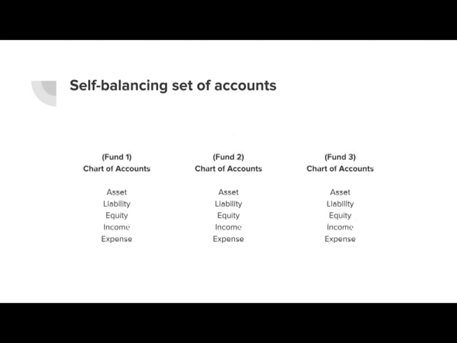With a fund accounting system, what you're looking at is each fund now has its own chart of accounts. So you have Fund 1's assets, liabilities, equity, income, and expense. Fund 2's asset, liability, equity, income, and expense. Fund 3, play this out for however many funds you have going on. So Fund 1, Fund 2, this would be your general fund, a grant fund, and an outreach fund.